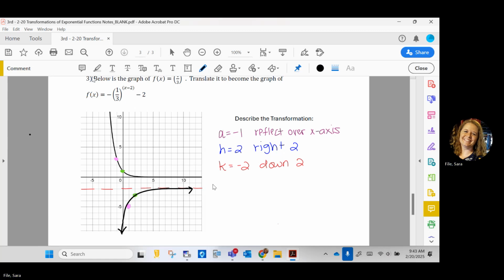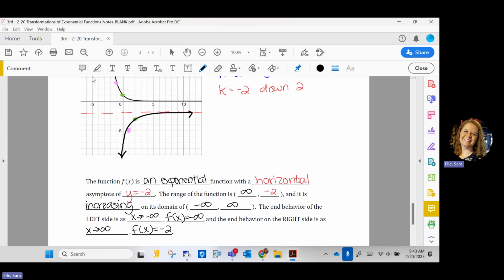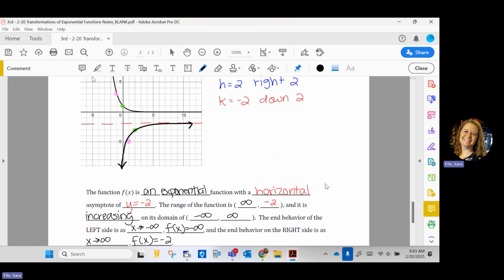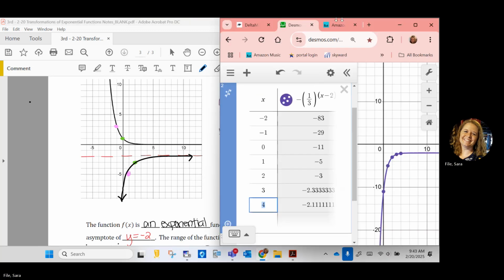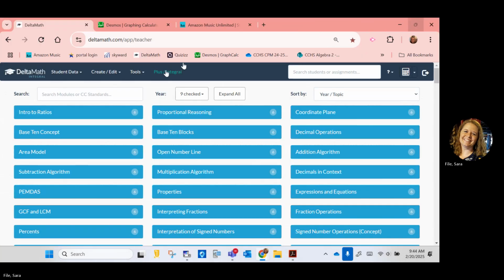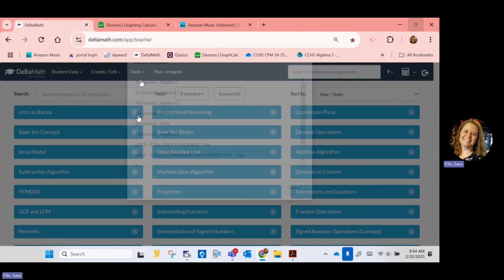That's it for today. We're just practicing those transformations and being able to describe them and give the key features based on those transformations. So what it looks like in your Delta Math, sample student page here.